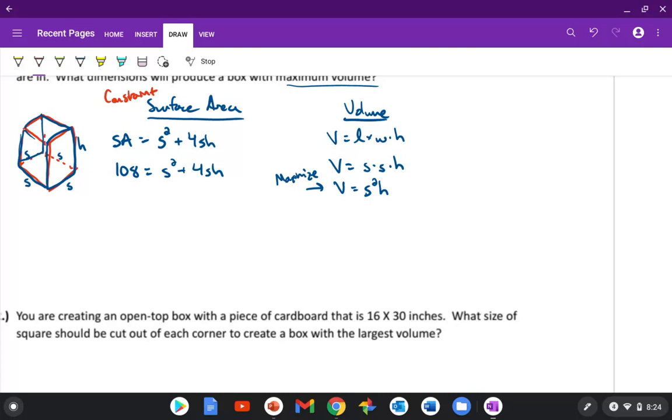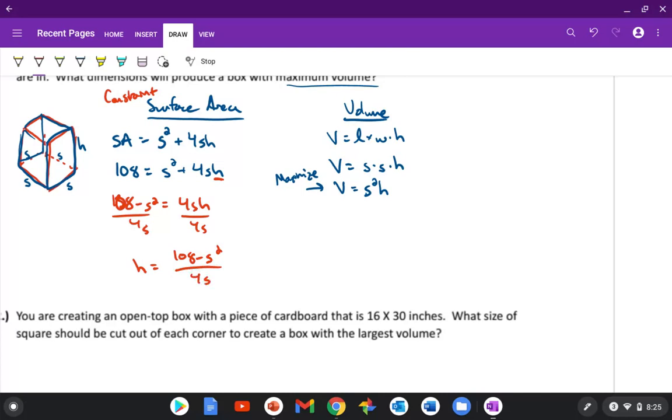So in the surface area, the easiest variable to solve for is going to be h because if we did the s, we'd have to factor out an s and then divide. And h is the easiest one here. So to solve for that, we're going to just subtract that s squared over first. So minus s squared equals 4sh, and then just divide by 4s. So then h is equal to 108 minus s squared over 4s.